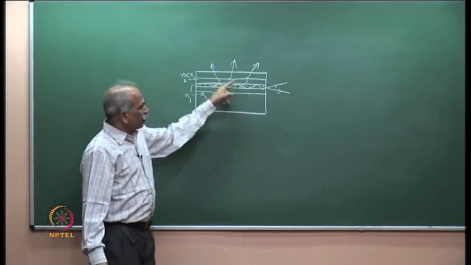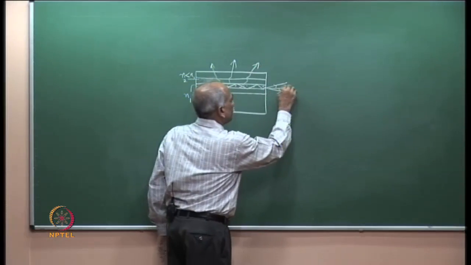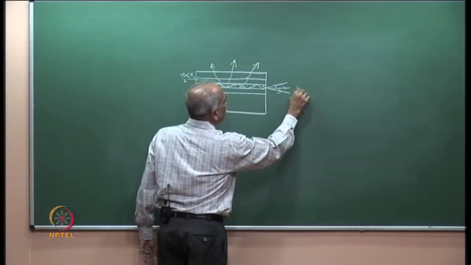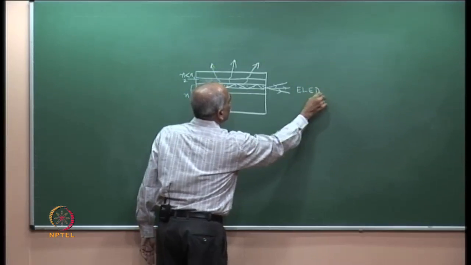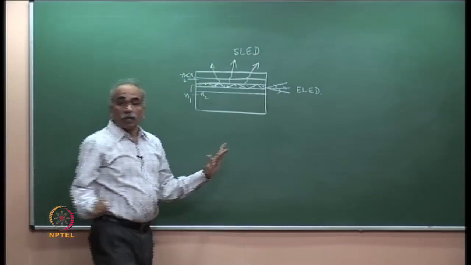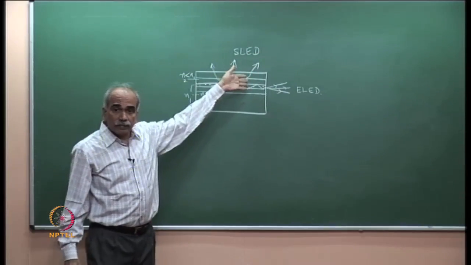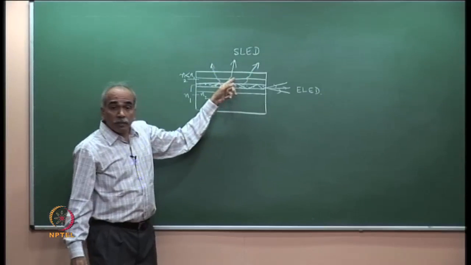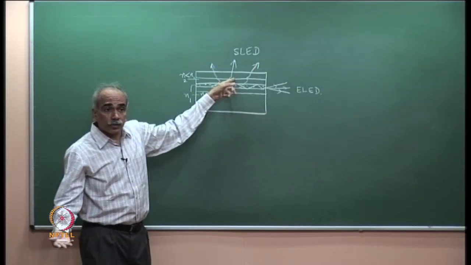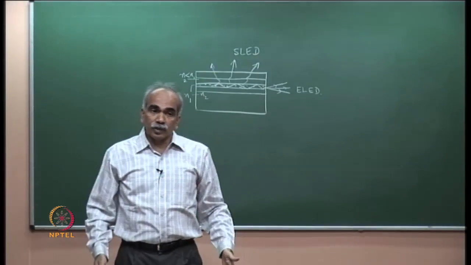So light is confined because of total internal reflection. So we get output from the edges. So this is ELED, edge emitting LED, and this is SLED. Both of them are double heterostructures. Double heterostructure is required because we want to minimize the reabsorption losses. Please recall the points. Why do we need double heterostructure?